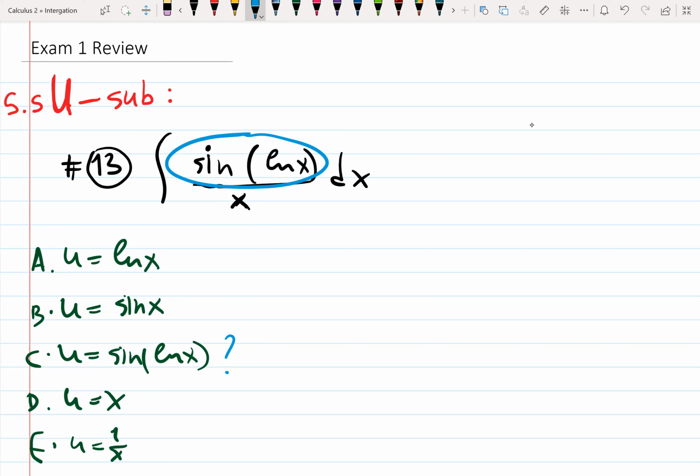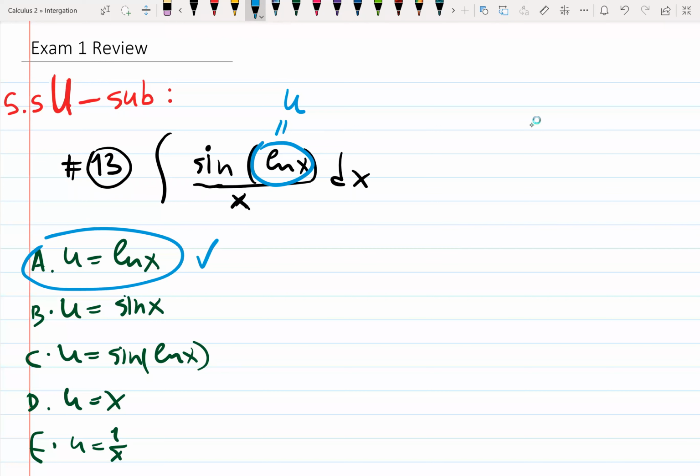Then du will be complicated, and it will not actually work out. The idea is to make sine easier. And to make sine easier, I will choose whatever is inside of sine to be u. So now it's going to be sine of u. That is the idea, sine of u. So the correct answer is A. In general, whatever is inside of some function usually is the choice.